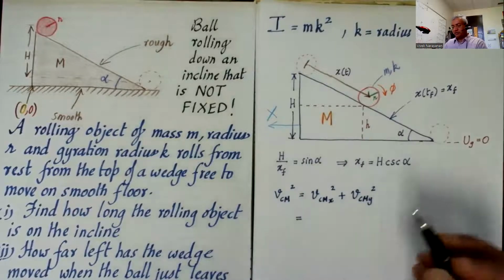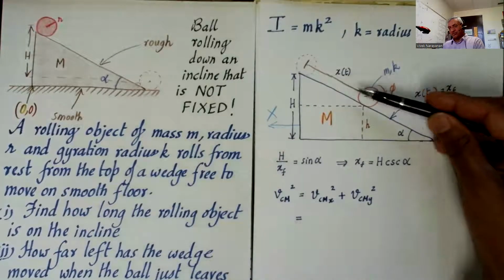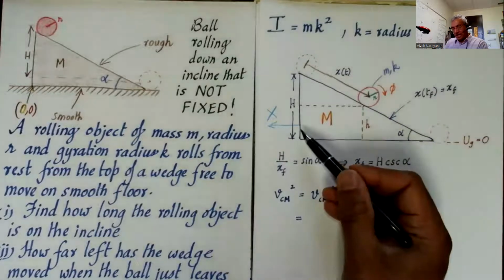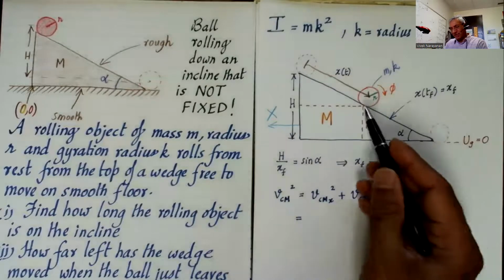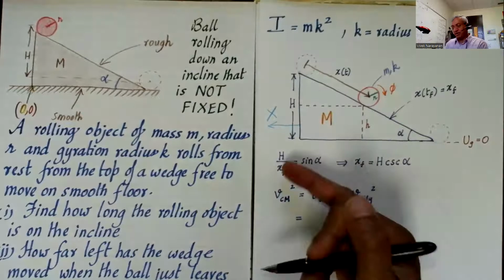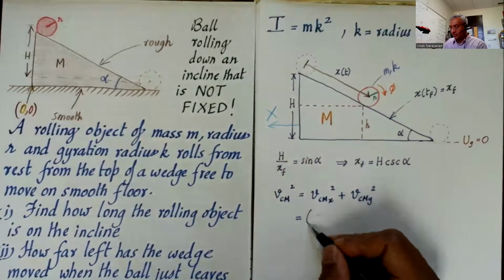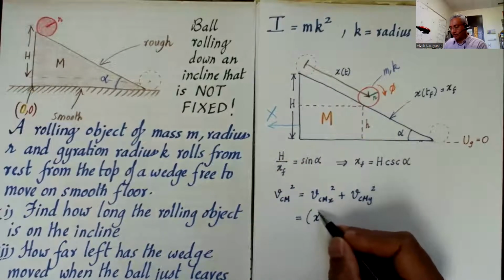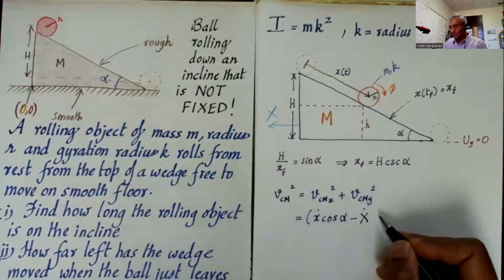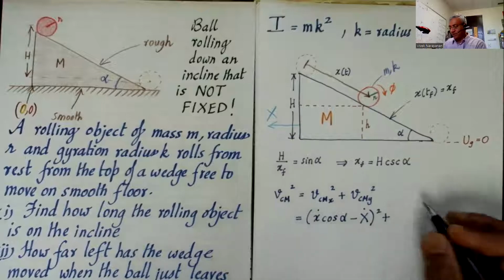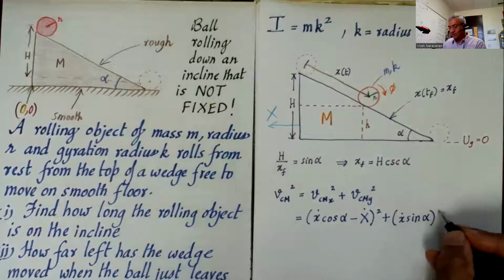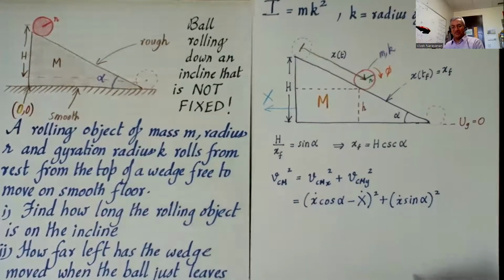Well, the x component is going to be x dot cosine alpha, but it's also going to have something subtracted from it. It would have been x dot cosine alpha if this were not moving, but because it's moving to the left, you have to subtract this amount from it. So the relative velocity is going to be (x dot cosine alpha minus capital X dot) squared. And the y component is just (x dot sine alpha) squared. So that's our VCM squared.